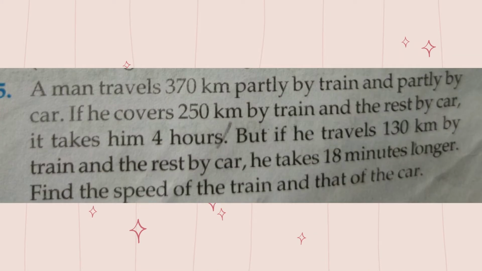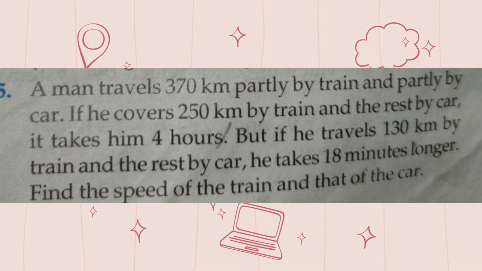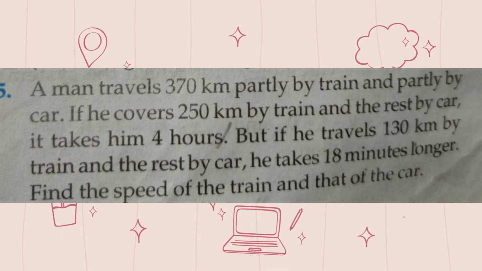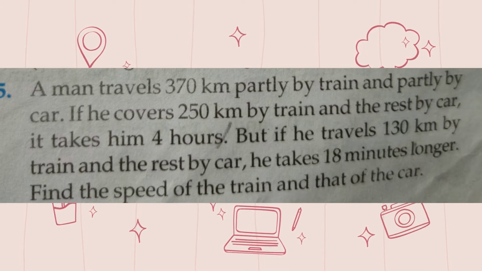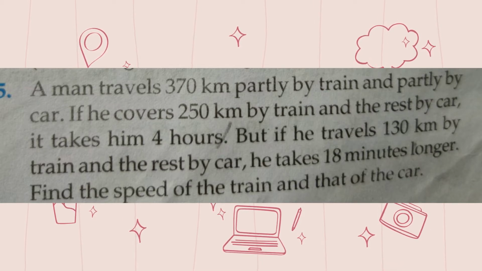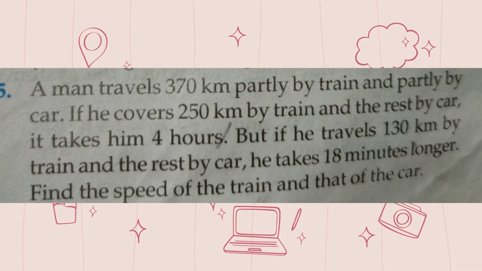Let us do another question shown on the screen. A man travels 370 kilometers partly by train and partly by car. Okay, so first he travels by train and then by car. If he covers 250 kilometers by train, so the first 250 kilometers he's traveling by train and the rest by car, it takes him 4 hours. But if he travels 130 kilometers first by train and then the rest by car, he takes 18 minutes longer. Okay, that is 4 hours and 18 minutes. Find the speed of the train and that of the car.